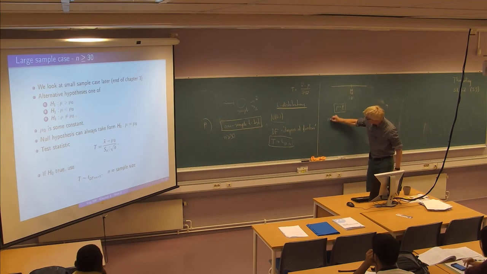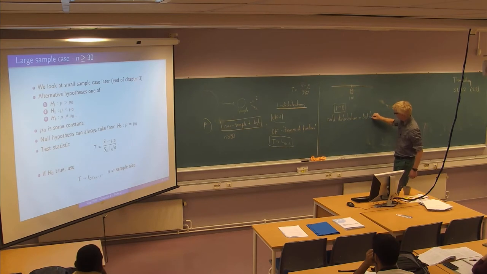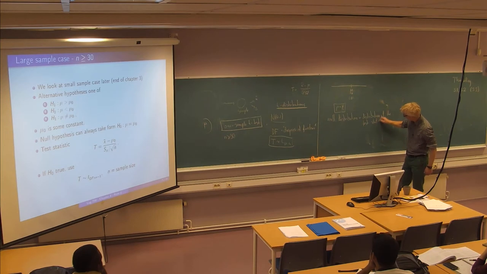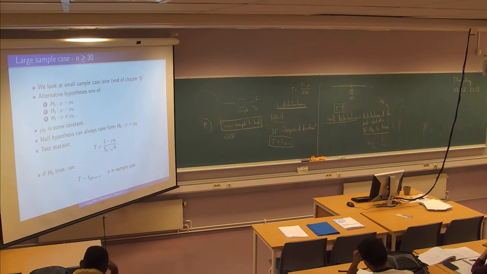This is an important concept, null distribution. This is the distribution of the test statistic if H0 is true. This is called a null distribution. And it's always the null distribution that makes possible the computation of a p-value, and the p-value makes possible a judgment of rejecting or not rejecting H0. So this is very important.